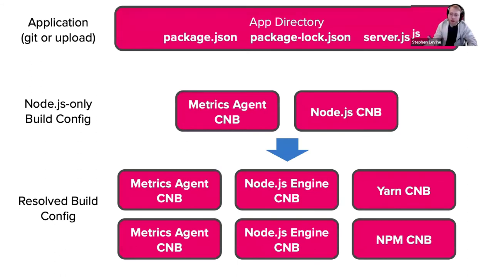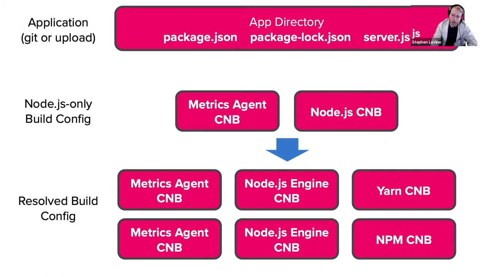Just to give you an example of what a build looks like, imagine you have a Node.js app that, say, has a package.json and a lock file, and maybe some Node.js source code. And you've selected that you want to build this with a Node.js Buildpack. And also maybe that you have a custom metrics agent and you made a custom Buildpack that installs your metrics agent into the application.